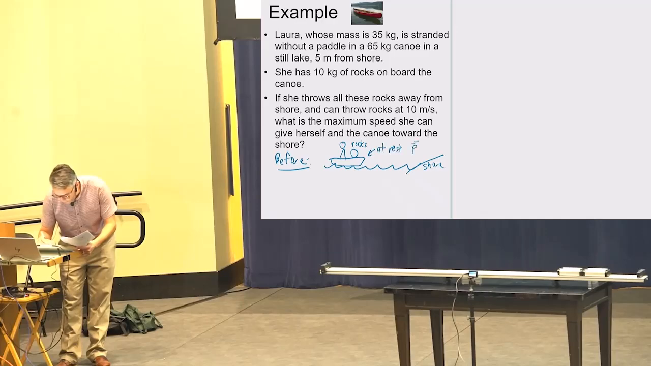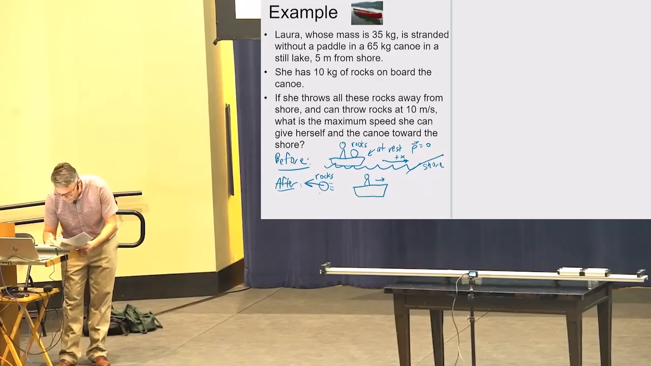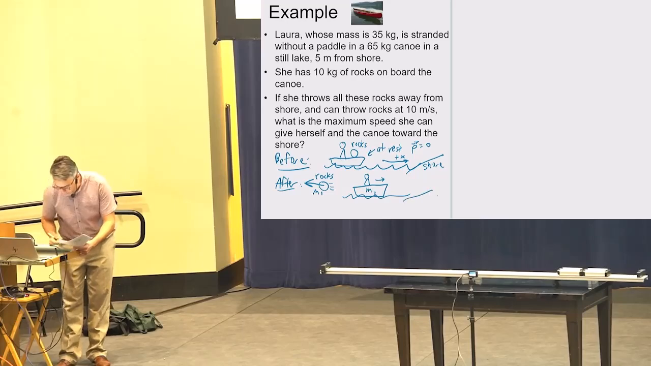So the momentum is 0, right? And what I'm going to do is define plus x to be to the right. And then after, so I'm just doing a quick before and after sketch. What happens here is that now you've got the rocks going this way. But then I think what could happen is that Laura and the boat could be going that way. So this is, we'll call it M1 and M2 or something like that. And so I'm hoping that she gets closer to the shore.